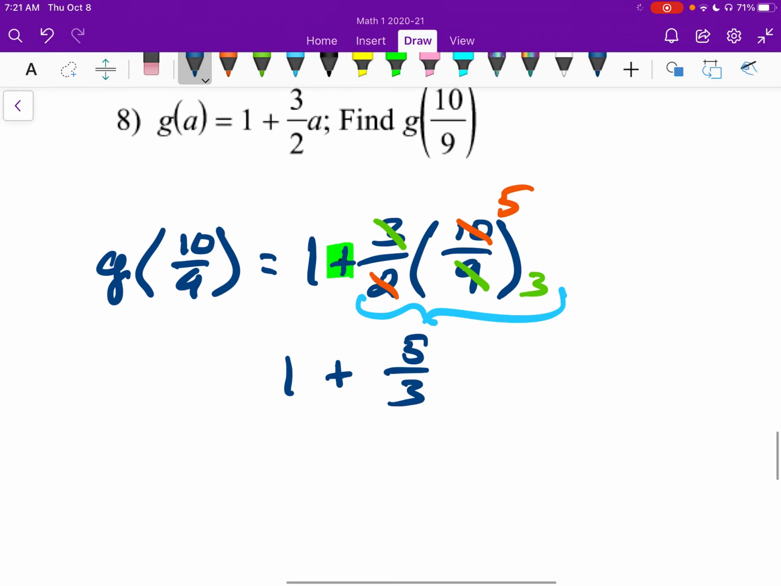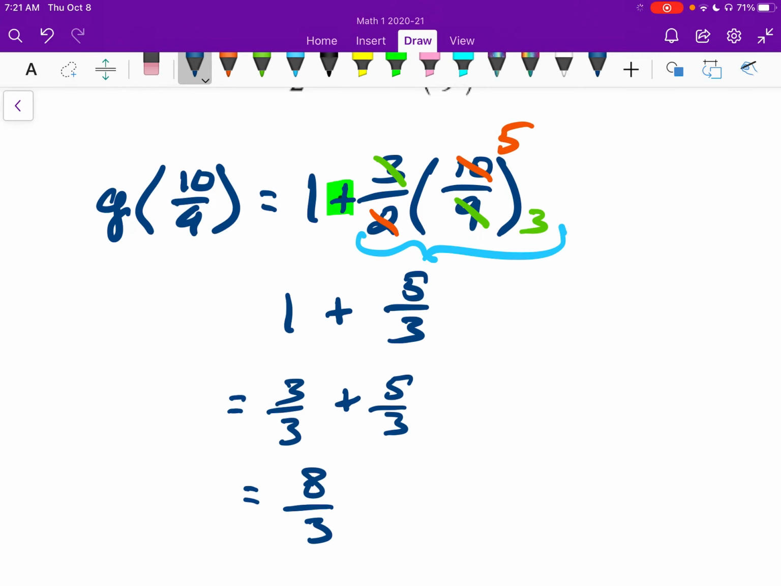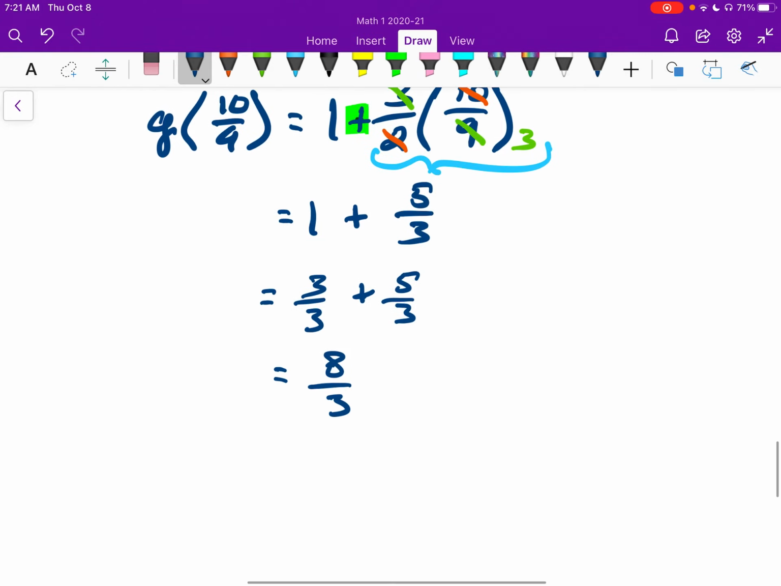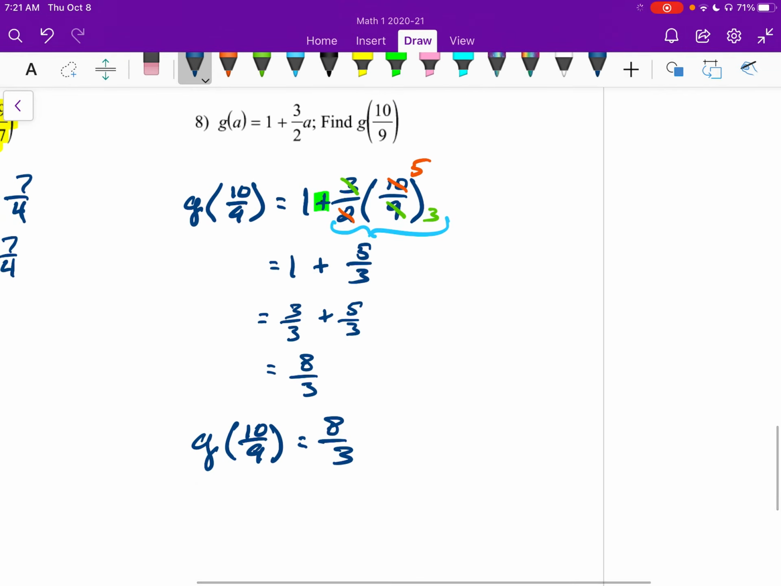Now I need common denominators. I'm going to change this 1 into 3/3 plus 5/3. This gives me 8/3. So my answer is going to be g of 10/9 equals 8/3. And that's that.